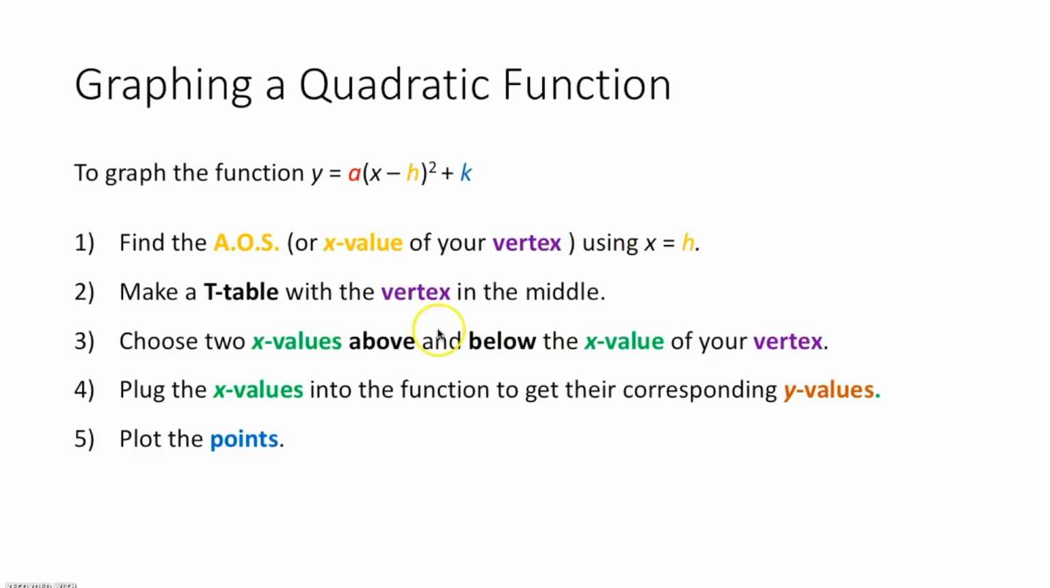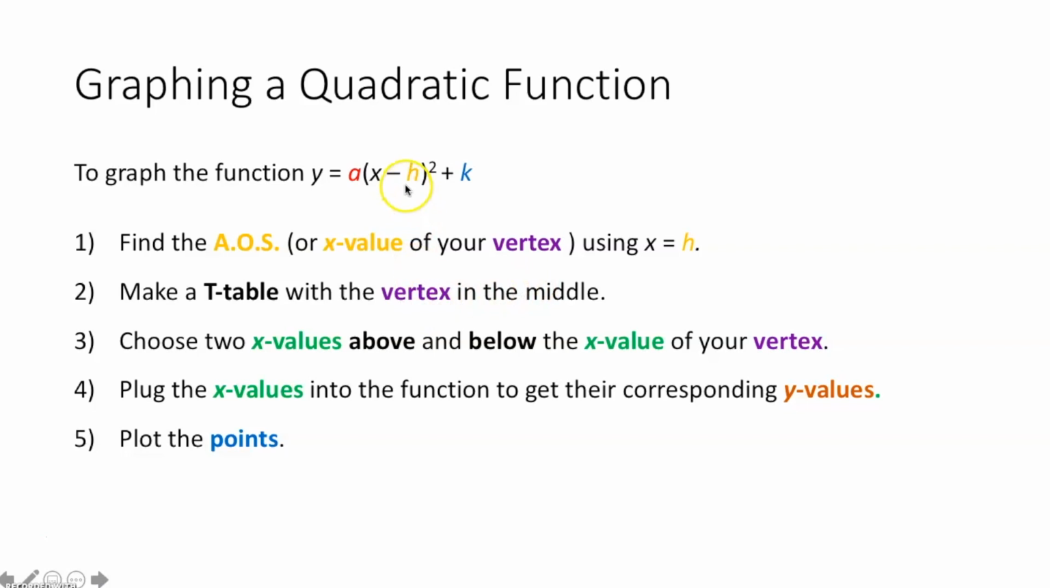Now let's talk about graphing a quadratic function. So this time we're going to graph out of vertex form. So it's exactly the same steps, except it's way easier this time because in the first step, you're going to find the axis of symmetry or x value of vertex using x equals h. You don't even have to plug in -b/2a. Just look at what your h is, take that, plug it in here, and that is your axis of symmetry.